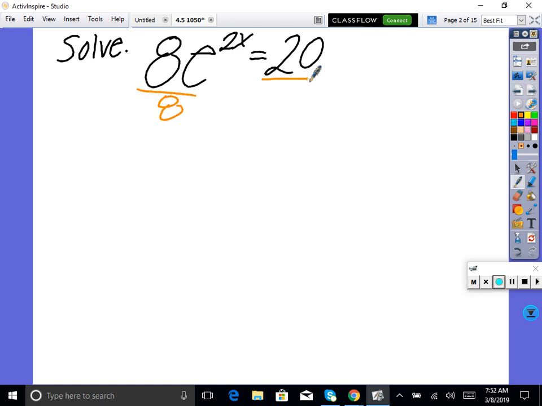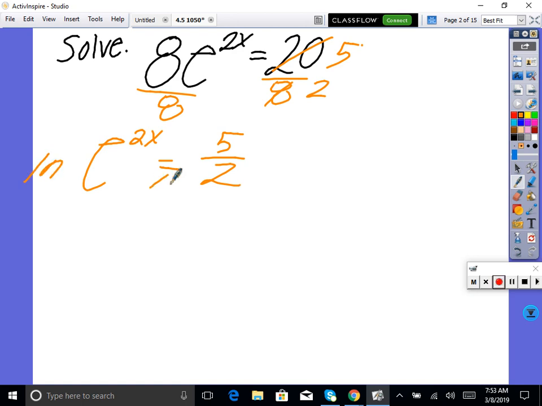Divide by 8. So then I have base e raised to the 2x equals. Don't they both divide by 2? Let's get to it even better. You're awesome. Let's divide both by 4. So this would become a 5 over 2. So 5 halves. Now what undoes e?